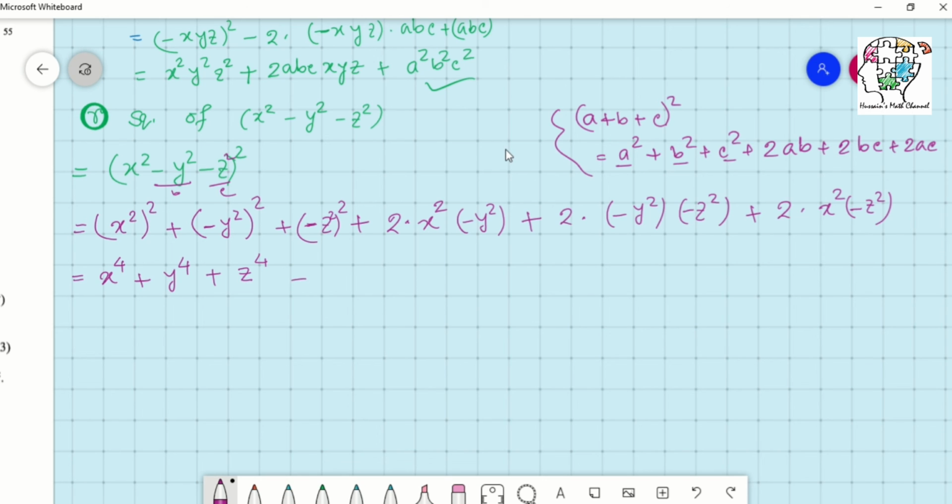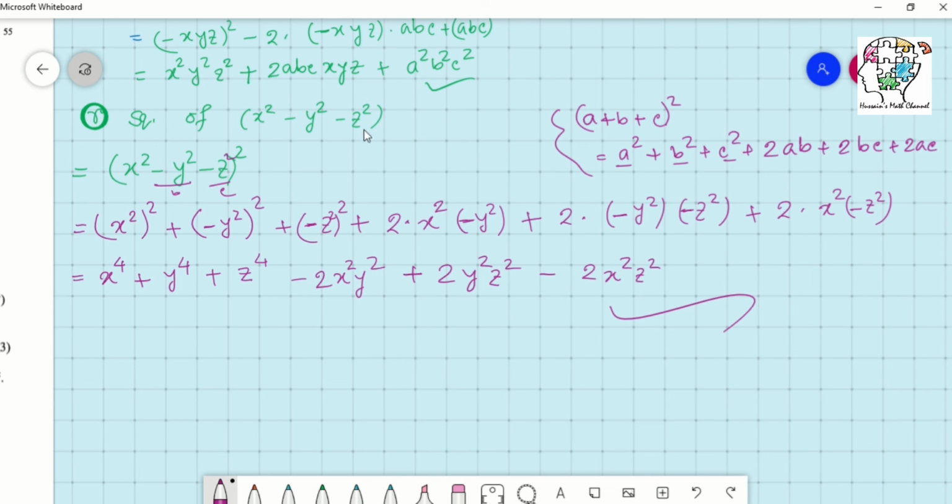And here, 2 times x square minus y square, that means this minus will remain as minus because there is only one minus and one plus, so plus times minus will be minus 2x square y square. Next one, it will remain plus because there are two minuses, that means if we multiply these two minuses, we will get plus, so the answer will be plus 2y square z square. And finally we can write minus 2x square z square. So this will be the answer of number R.